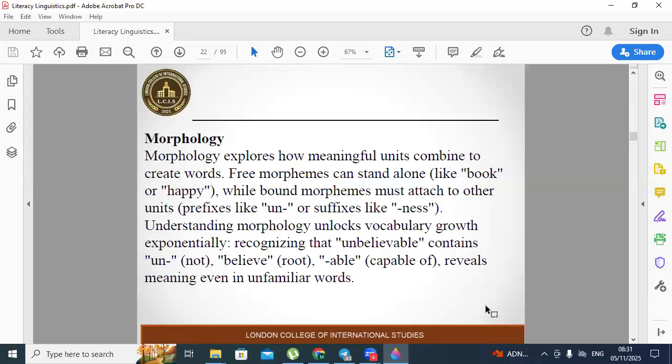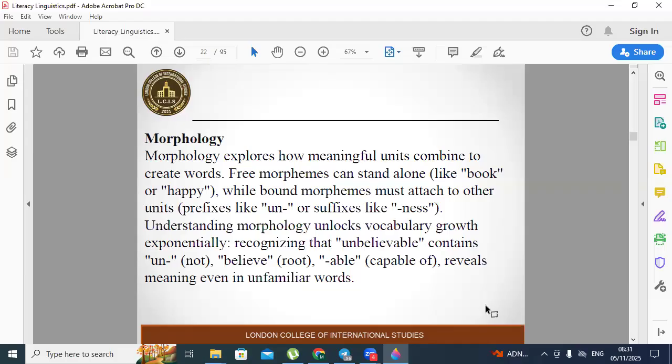The prefix re means again or back in words like return, review, reread, reconsider, and hundreds more. Learning one prefix unlocks countless words. The suffix tion turns verbs into nouns. Educate becomes education, celebrate becomes celebration, hesitate becomes hesitation. Understanding this morphological pattern helps students both read and spell these words.